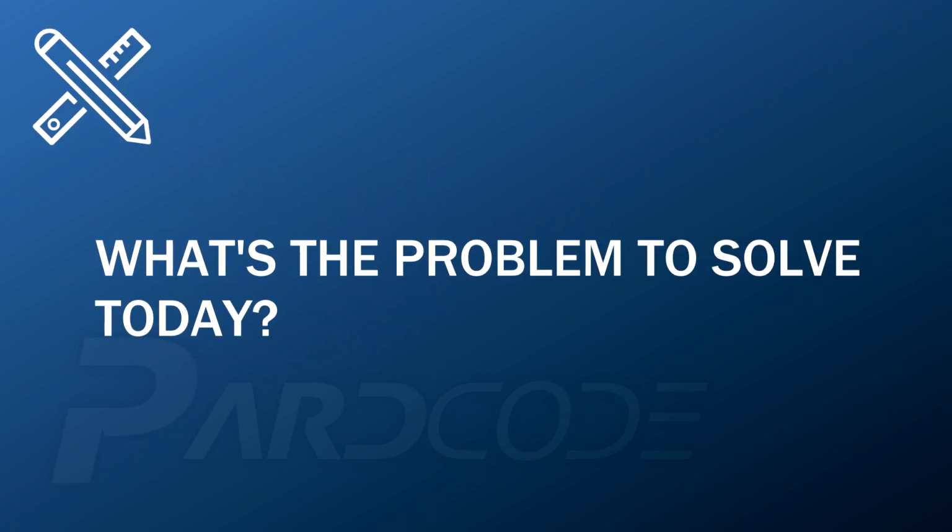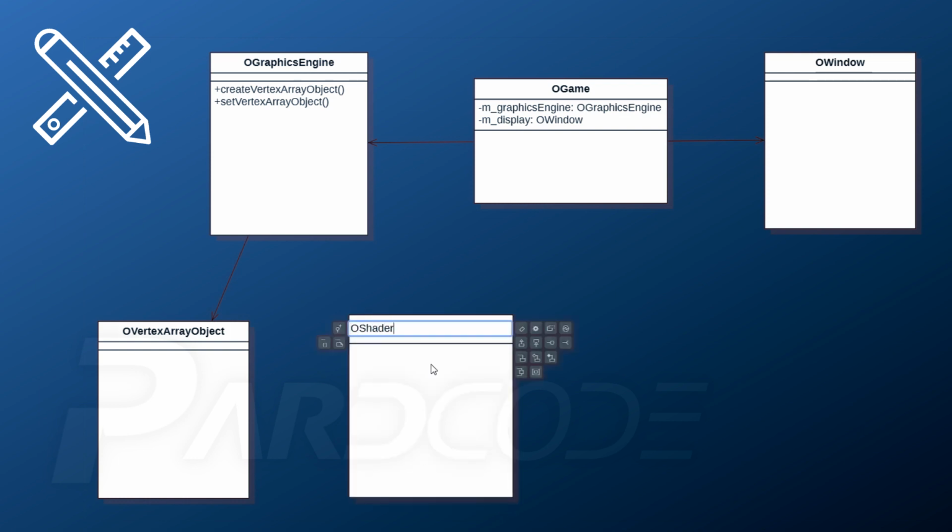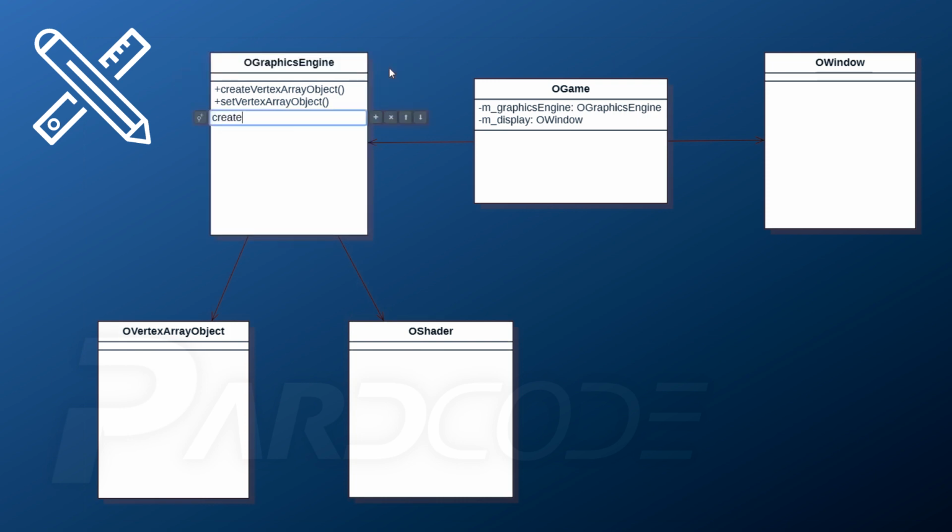What's the problem to solve today? We want to create and use the shaders in OpenGL, so we should add a shader class inside our class diagram, and since a shader is a graphics resource, the graphics engine class should be in charge of creating this class with a suitable method like createShader.